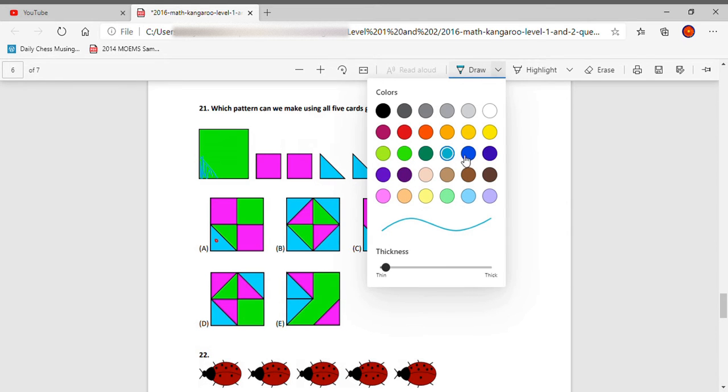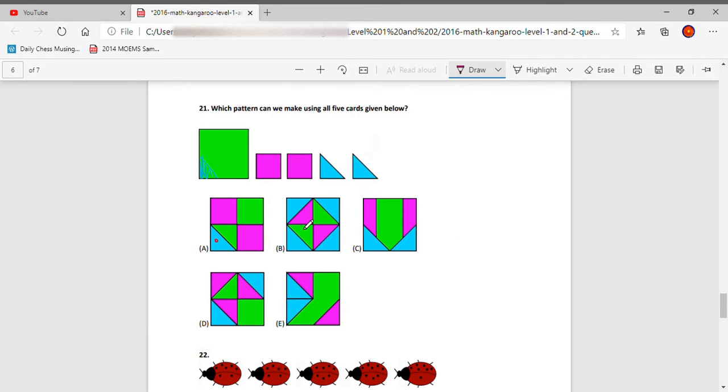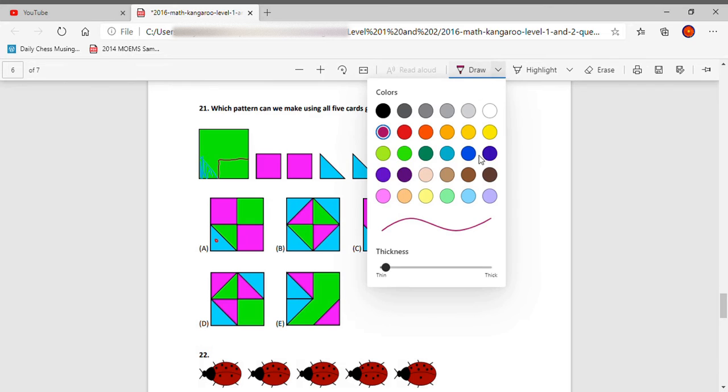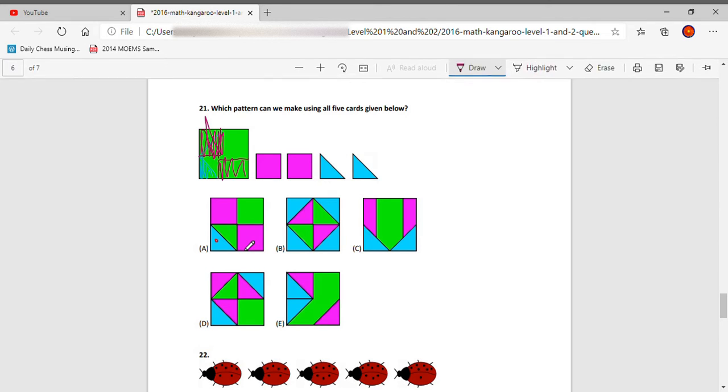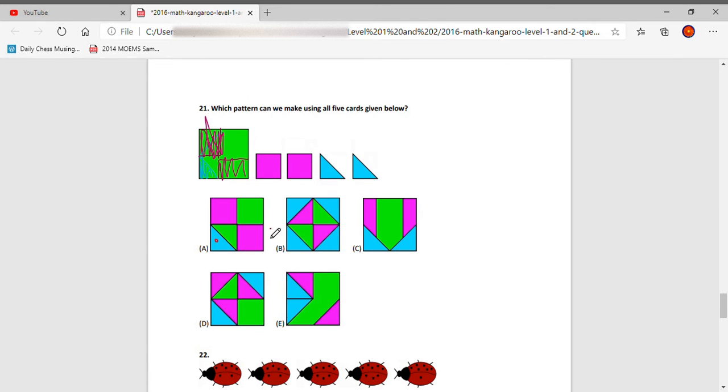And then we have a purple square right over here. And then we can have a blue one being covered up here. And then we can draw a purple square on top of this. And that would cover it up. So yeah. And now we can color this in. And it looks exactly like this. And it can be made, so A is our answer, but let's view the other choices.